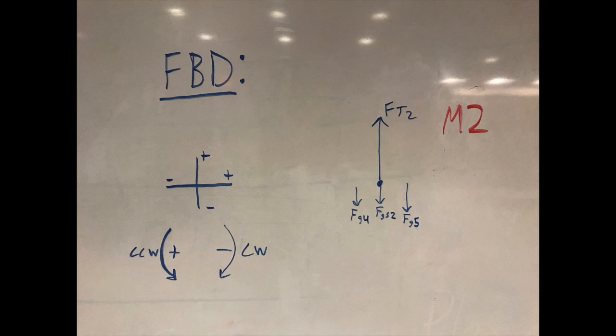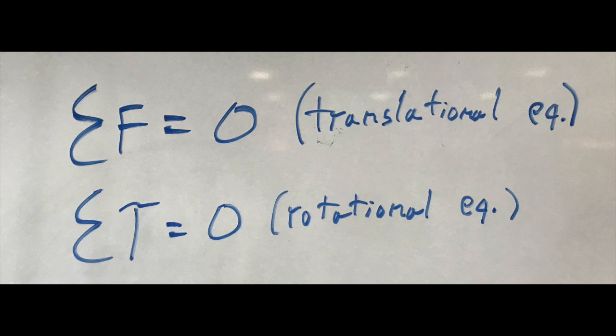This is the FBD for the bottom mobile, M2. The only force that acts upwards is the force of the tension in string 2. The forces that act downwards are the weight of mass 4 and 5 and the weight of the bottom meter stick. Since we know this system has to be in both translational and rotational equilibrium, the net force and the net torque will both equal 0.